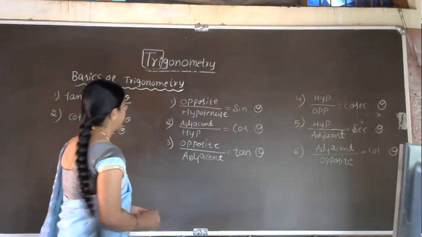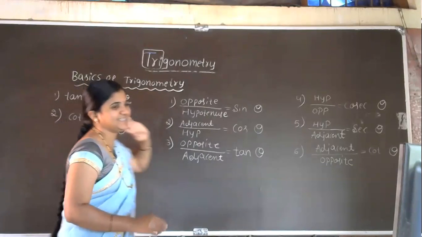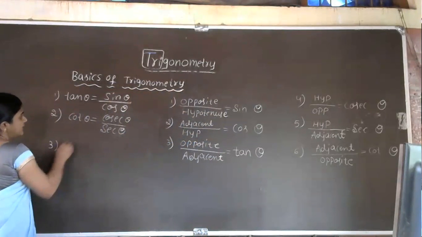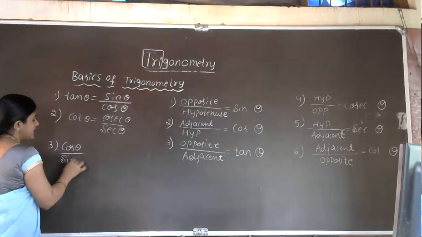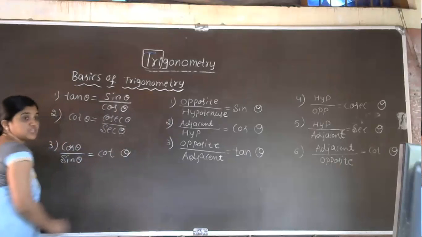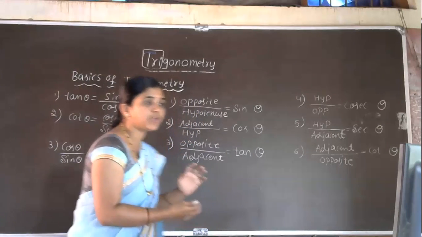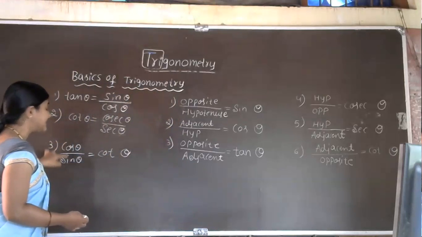Cos by sin is cot. Yes. Third one, cos theta by sin theta is equal to cot theta. Yes, this is also one relationship. See, all these relationships we have to use for the problem part. Okay. So now cot theta we can also write as cos theta by sin theta.